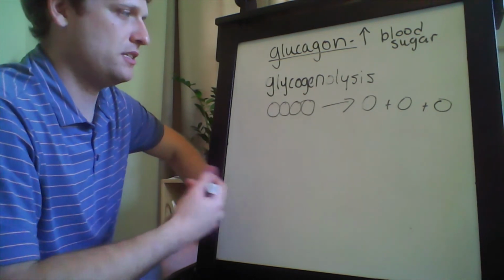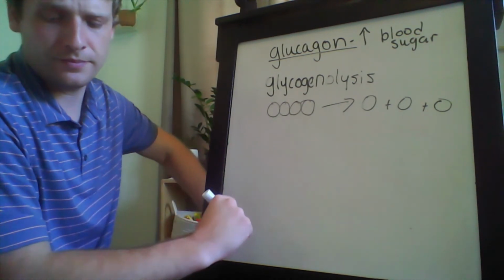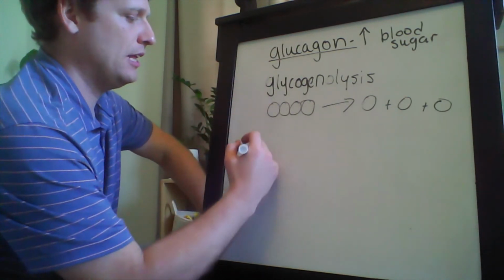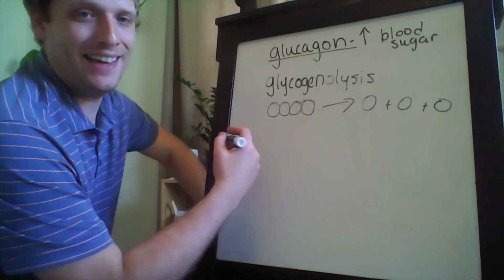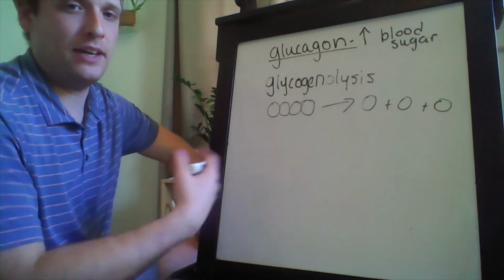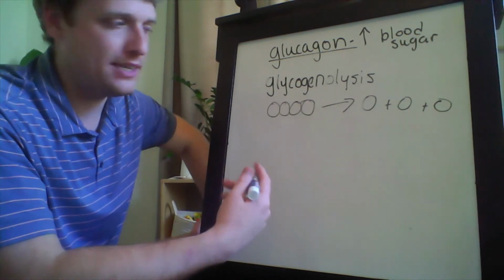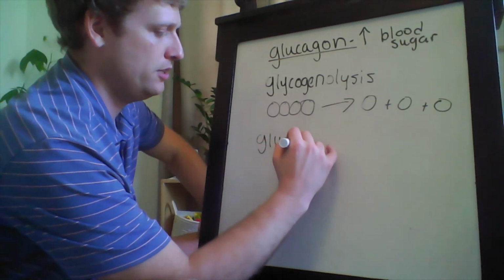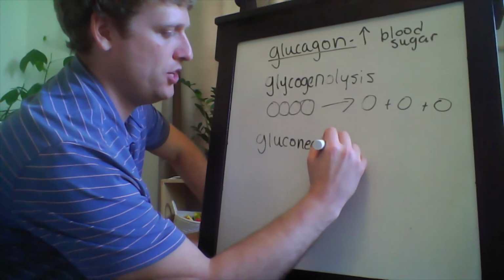Glycogenolysis is the process of breaking down glycogen. Another way to raise blood sugar levels is to make brand new glucose, to make glucose from scratch, basically. And cells can do this, and this process is called gluconeogenesis.